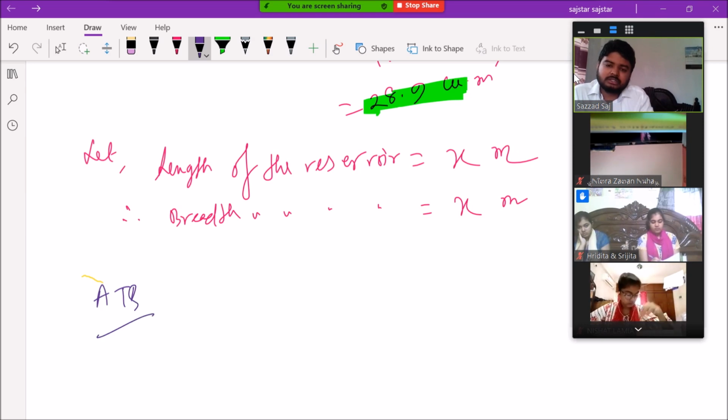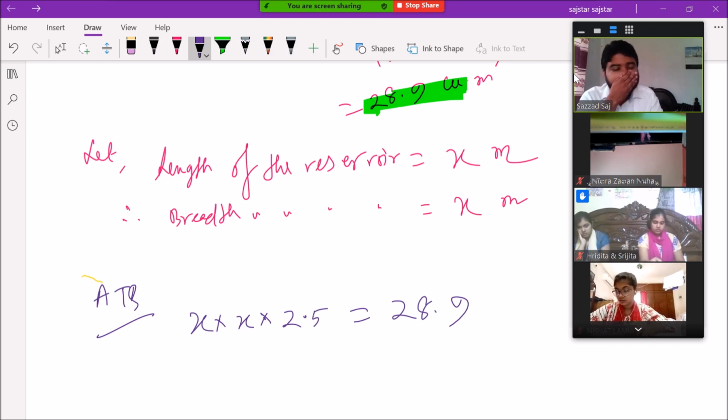According to the question we can say length into breadth into height equals the volume we have got, 28.9. So please everyone solve it and get the value of x. One minute time, solve and get the value of x.